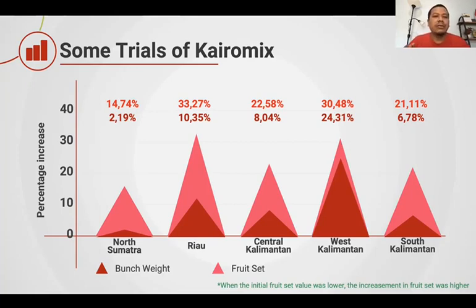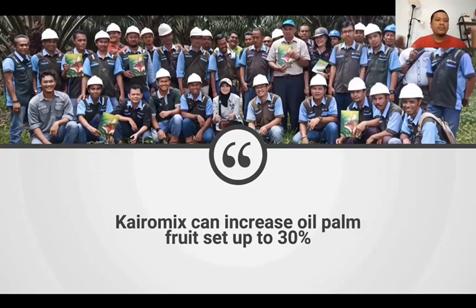By increasing the fruit set of oil palm, we know that generally the average bunch weight will increase, and also the yield increases. Even the oil extraction rate is also increased. So from various field tests, we believe that the use of Kairomix is quite simple, practical, and able to increase oil palm fruit set up to 30%, even more depending on the initial fruit set value.